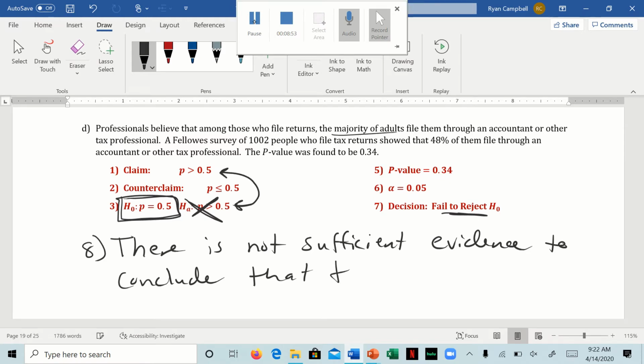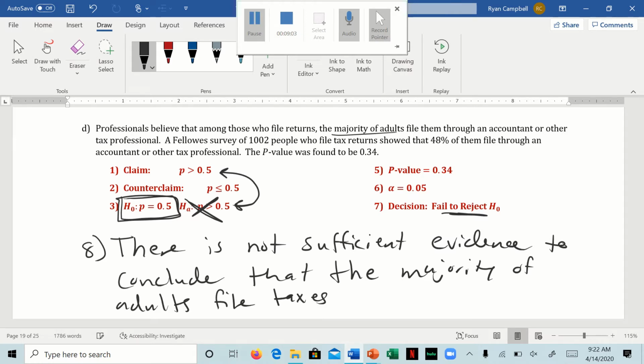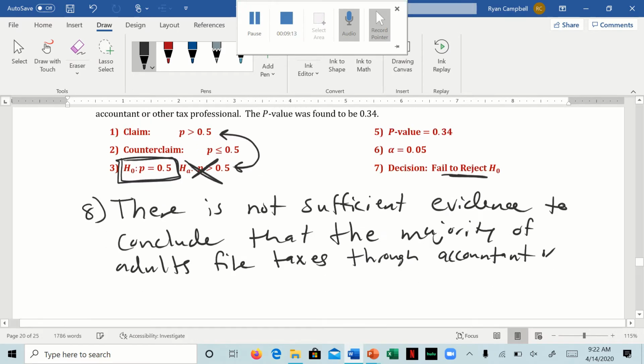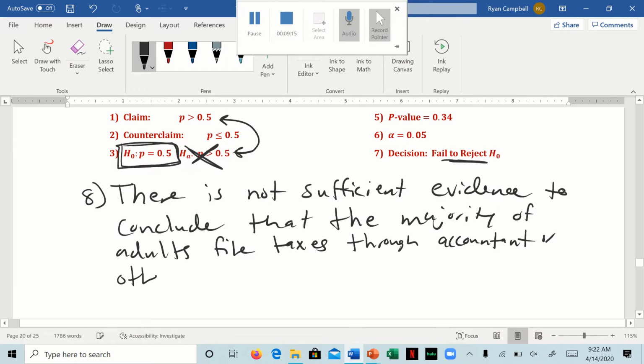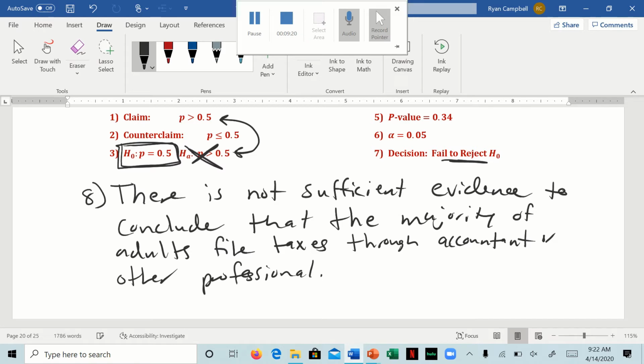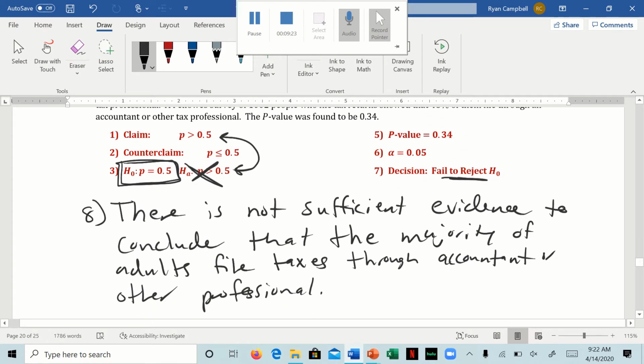There wasn't enough evidence to conclude that the majority of adults file taxes through an accountant or other professional. So maybe it is true, but from what we saw, we needed more evidence, right? There's definitely not enough evidence to show that.